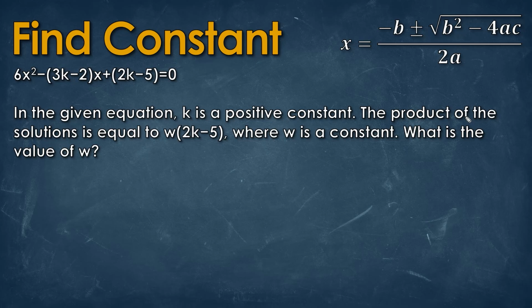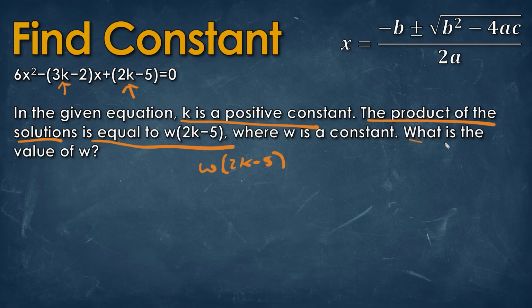Now for this next question, it says we have the equation right here. And k, which is shown up here and here, is a positive constant. And we want to find the product of the solutions. And the product of the solutions is equal to this value of w times 2k minus 5. And so now we need to figure out what is the value of w.